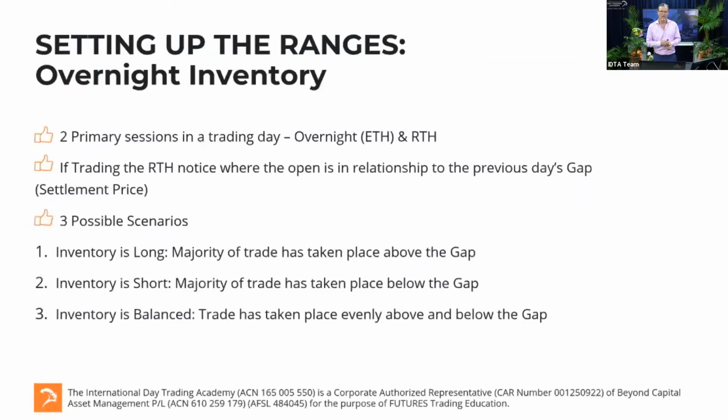So first of all, let's talk about setting up the ranges and the overnight inventory, and I'll just review what we talked about yesterday. There's two primary sessions. You have to understand this, it's very important. There's the overnight session, which is represented in the extended trading hours data that we get out of NinjaTrader. And there's also the regular trading hours, which are the cash market hours.